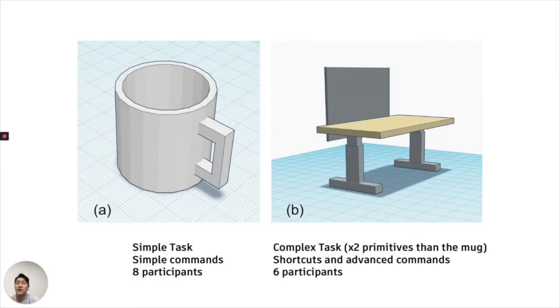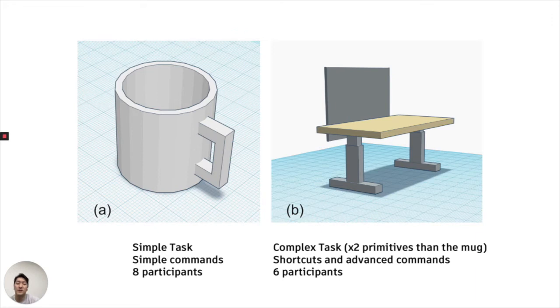Using our custom version of Tinkercad, we collected user demonstrations for two tasks, modeling a mug and modeling a standing desk. These tasks were selected because they could be completed under 30 minutes and represent different levels of complexity. The mug task is relatively simple, requiring fewer operations and fewer primitives, while the desk task can be complex and time-consuming if the user does not know particular Tinkercad tools, such as a line and ruler. The desk model also requires approximately twice as many primitives as the mug model.